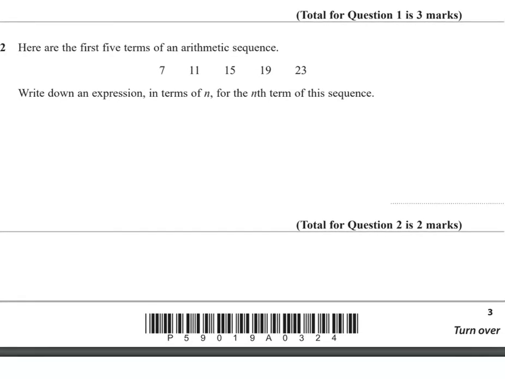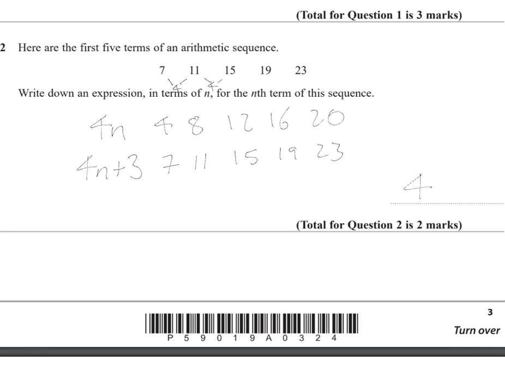Okay, here are the first 5 terms of an arithmetic sequence. So write down the nth term for this sequence. So the nth term is, how do you get any term? Well, you can see that it's going up in 4s each time. So 4n would be 4, 8, 12, 16, 20. And you can see that this is 3 bigger than that. So 4n plus 3 is 7, 11, 15, 19, 23, etc. So the answer is 4n plus 3.